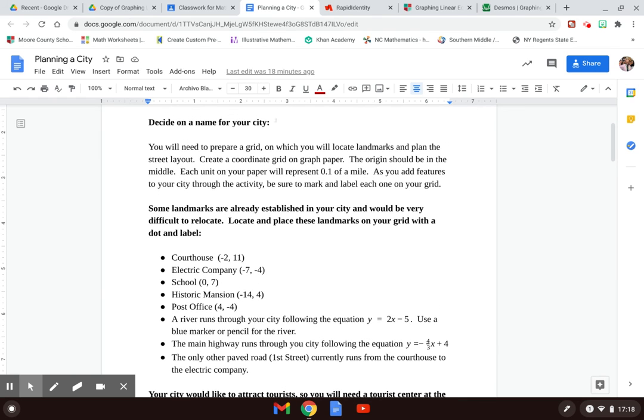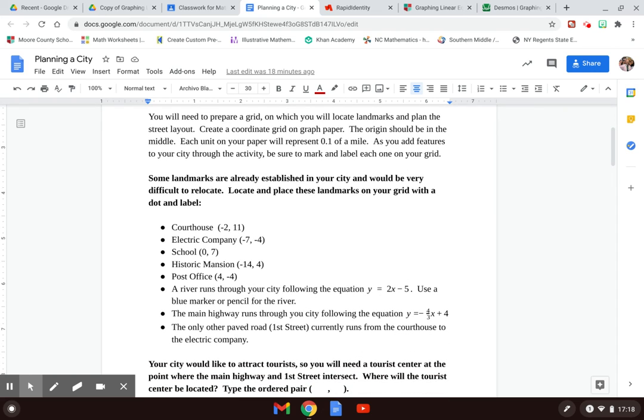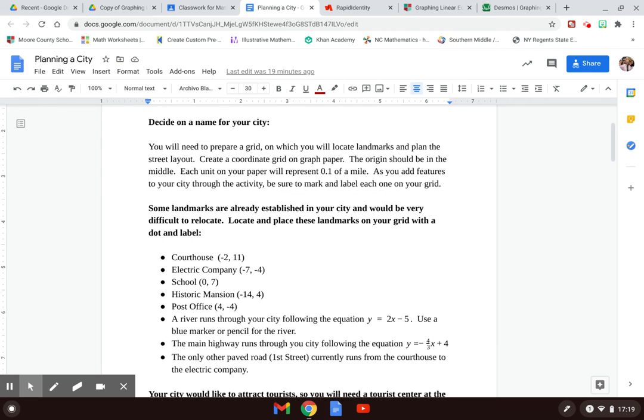First of all, give your city a name. Then on a sheet of graph paper, you will need to prepare a grid, locate landmarks, and plan the street layout. So you create your coordinate grid on graph paper. The origin should be in the middle, so find the middle of your page and place your origin there. Each unit on your paper is 1/10 of a mile. As you add features to your city, be sure to mark and label each one on your grid.